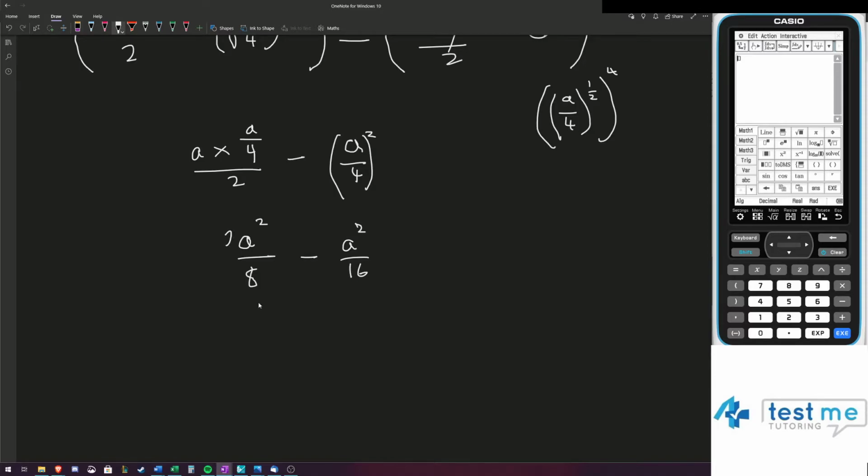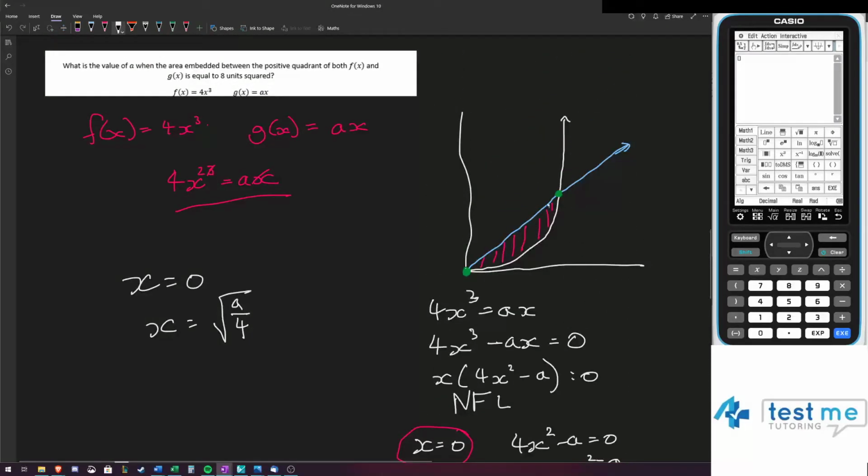This is 2a squared over 16. Hope we know how to simplify fractions. Multiply both top and bottom by 2. 2a squared minus a squared on 16. This is the area of this function here. We know it's equal to 8 units squared.